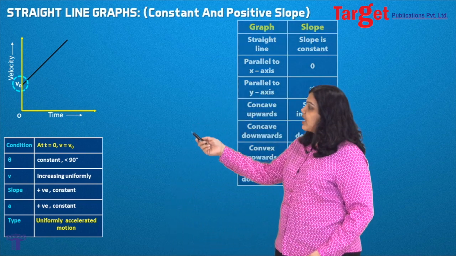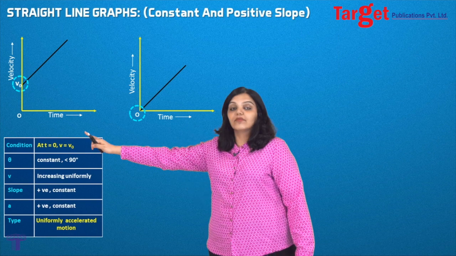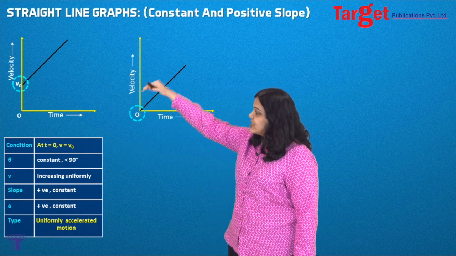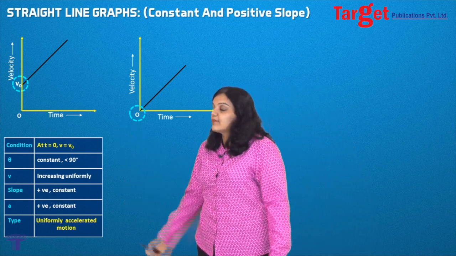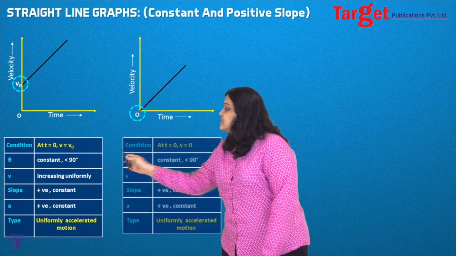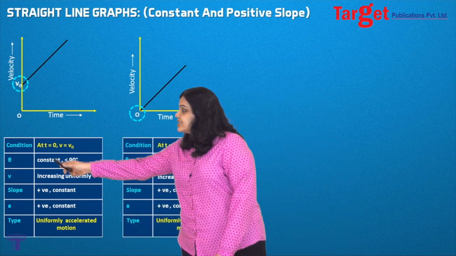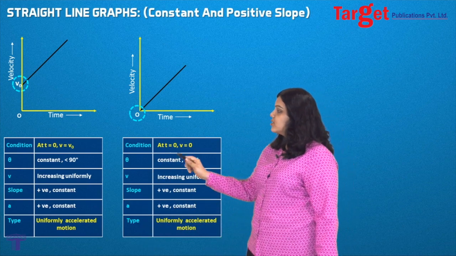Let's take a look at a different type of graph here. The second type of graph is absolutely the same graph as before. The only thing that has happened is that the graph is displaced towards the origin. That is, the y-intercept has disappeared, and therefore the only change between this graph and this graph is the condition of the graph. So here at t is equal to 0, v was v naught, but here at t is equal to 0, v is also equal to 0.